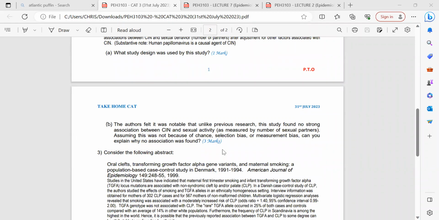The author felt it was notable that unlike previous research. So, you see that "unlike previous research", I was looking at it this way: these were two research studies that were done. And we have not been told about the kind of environment that they were done in. So maybe one was done in a different environment, and the other one was also done in a different environment. Could that affect the outcome? Yeah, it could.